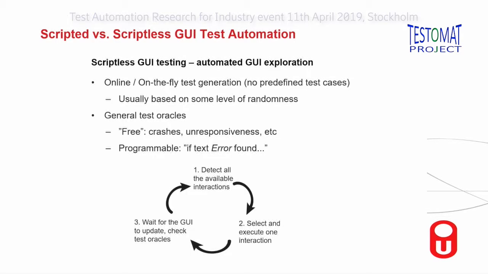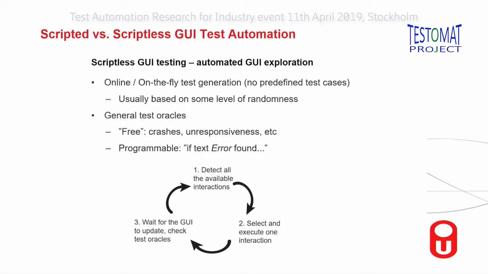Whereas with scriptless UI testing, you actually automate the UI exploration. So online or on-the-fly test generation means that you are not predefining the test cases. Instead, they are generated during the execution. And usually there is some level of randomness involved, which can be a good thing or bad thing. The downside is that these oracles, in this case, have to be more general.